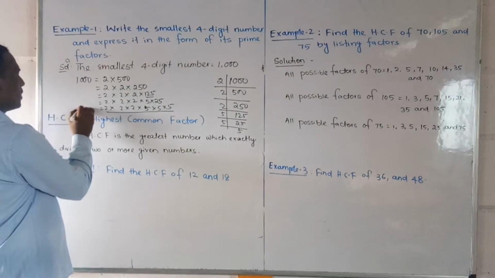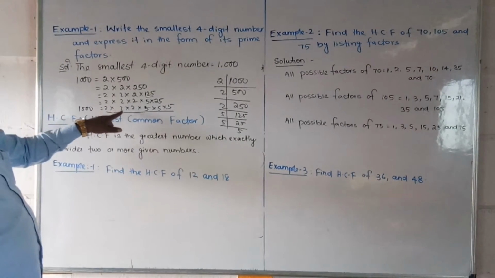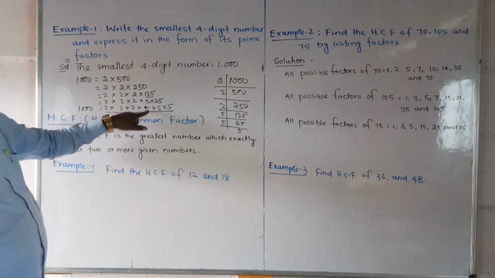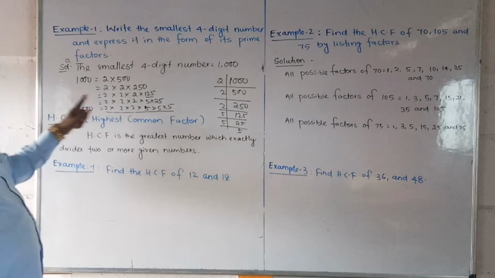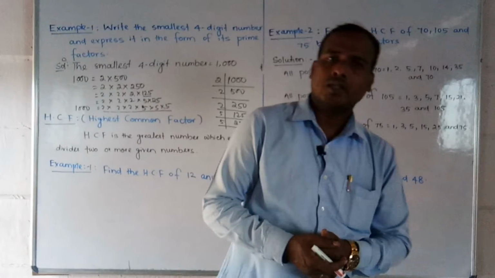So instead of 1000, we can write 1000 as a product of prime numbers: 2 into 2 into 2 into 5 into 5 into 5. If you multiply, the answer will be 1000. Did you understand, friends? This is one of the methods.